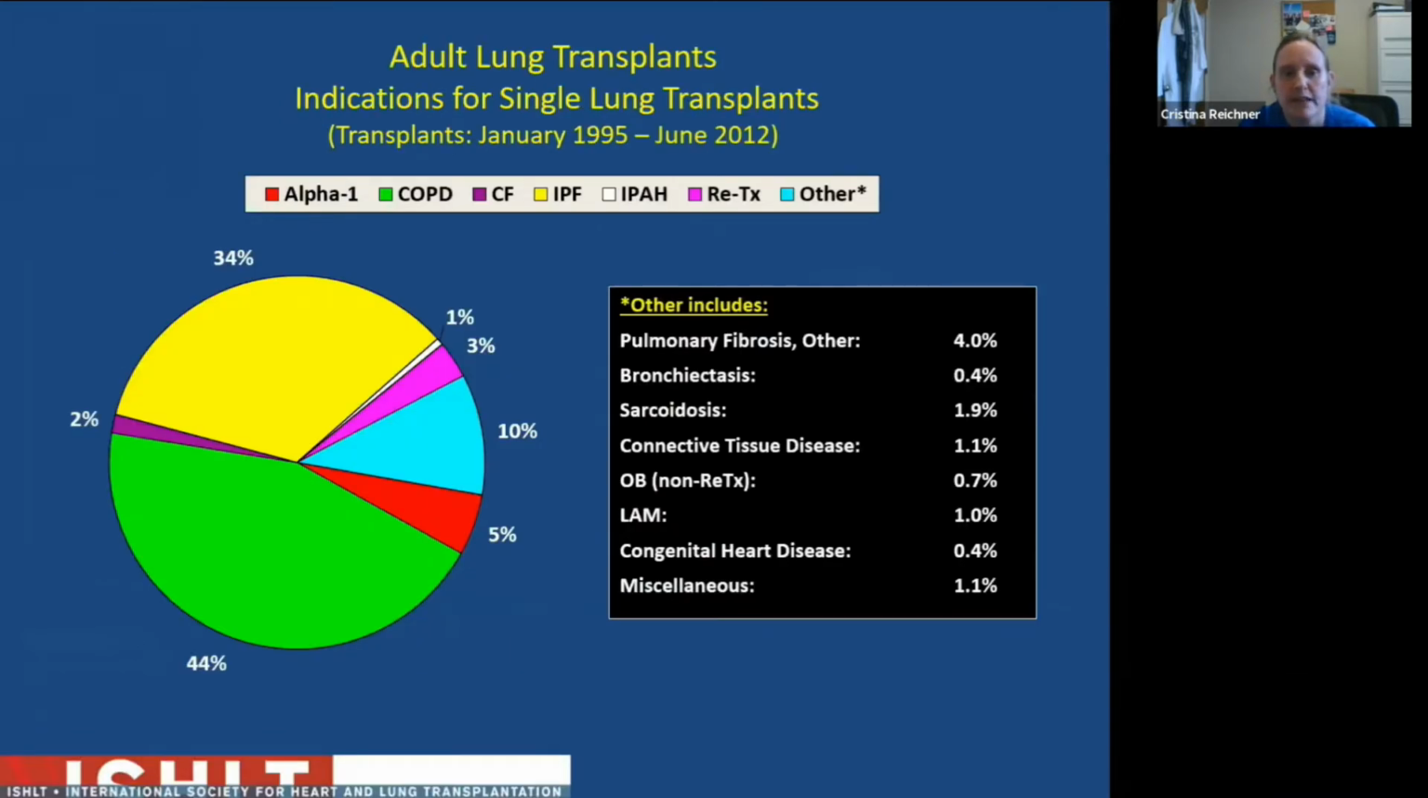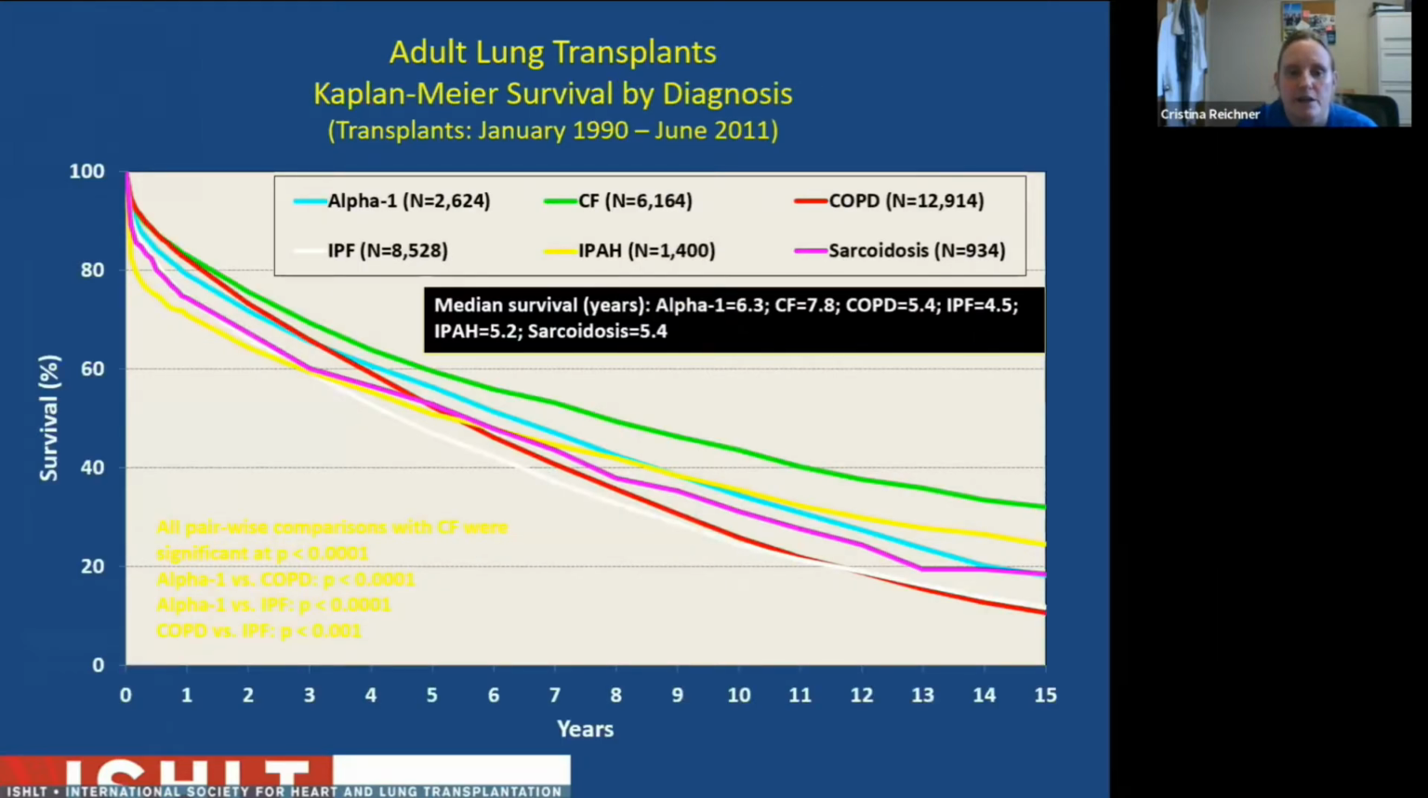So this is some older data, but if you look at why patients get lung transplant in the US, COPD is actually the number one cause in green, and then IPF is a close second. As far as mortality, I would say about 5-year mortality is about 50% following lung transplant. Patients with cystic fibrosis tend to do better. They do get double lungs, right, because of the high risk of infection if you leave one infected lung in, and also most of the time they're younger patients.